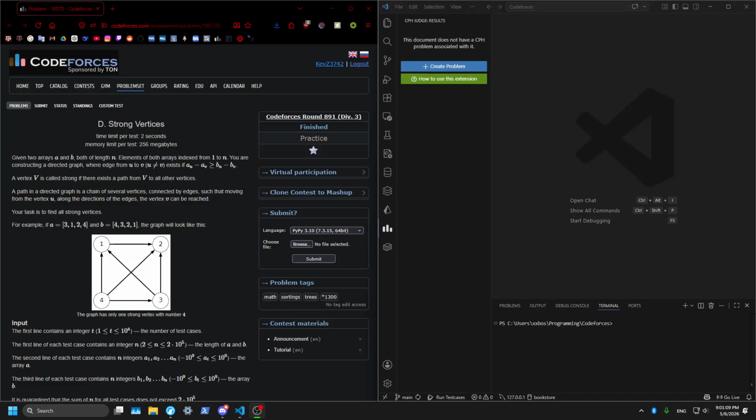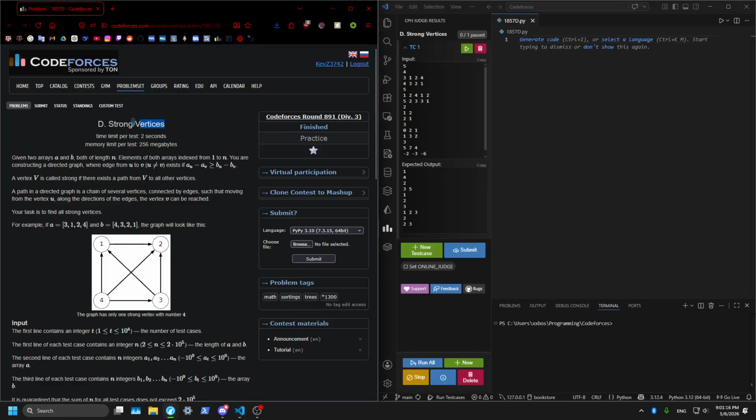Today we have a 1300 rated problem. This is the problem of the day in the Discord. Come join if y'all are new and see if y'all can solve it. Rating 1300. Okay.